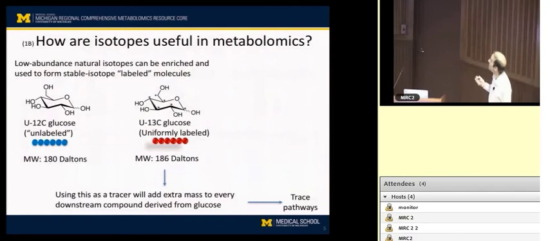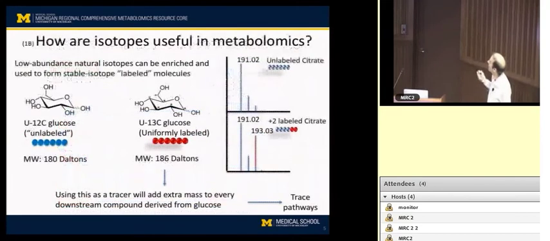Okay, so how are isotopes useful in metabolomics? As you've already gathered, low abundance natural isotopes can be enriched and used to form stable isotope or labeled molecules. So instead of conventional glucose off the shelf, which is unlabeled and has a molecular weight of 180 Daltons, if we substituted all of the carbon atoms in this molecule with 13C, then we would have uniformly labeled glucose, and its molecular weight would be 186 Daltons. Using this as a tracer would add extra mass to every downstream compound derived from this glucose, and you can use that to trace pathways.